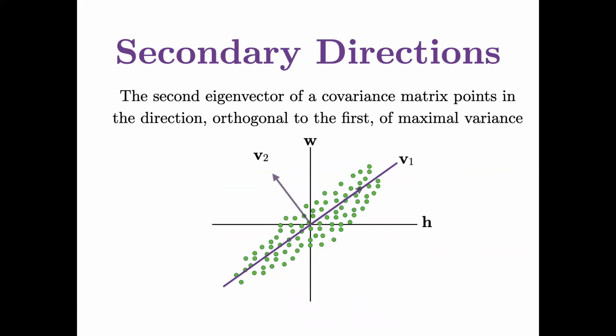The second eigenvector of a covariance matrix will point in the direction orthogonal to the first that has the next maximal variance. Now, of course, when we're in two dimensions, I only have one other option for the direction orthogonal to the first. I'm talking about that direction there that's perpendicular.